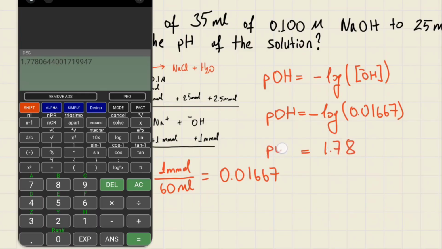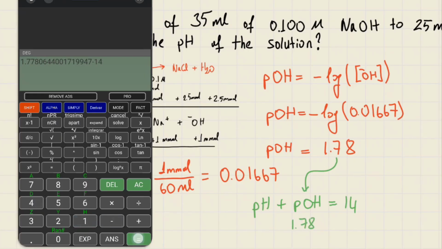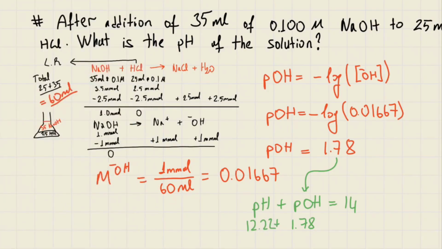and it is equal to 1.78. This is pOH. As you know from the previous lesson, pH plus pOH equals 14. So if the pOH is 1.78, the pH will be equal to 12.22. So the pH of the solution is 12.22.